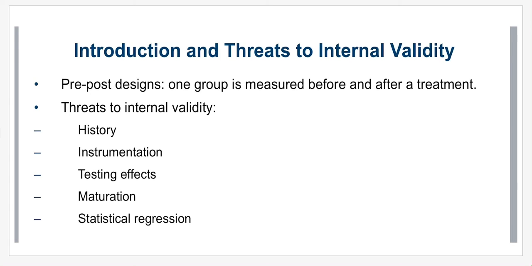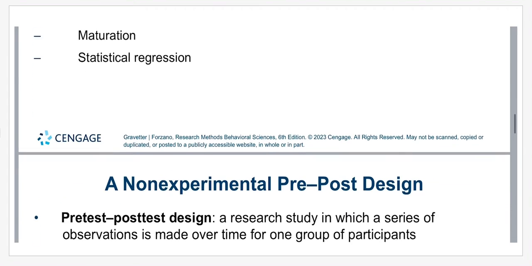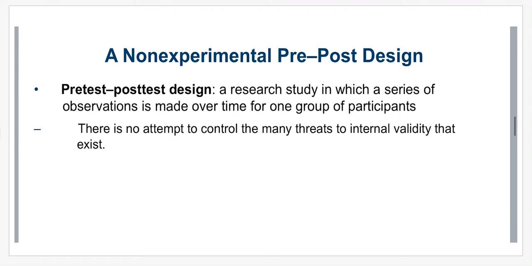non-experimental or quasi-experimental design. So there's two main kinds of pre-post designs that we're going to talk about. The first one is the non-experimental version, which is simply a pretest-posttest design, which is what we're going to talk about next. And then after that, we're going to talk about the quasi-experimental version, which is called a time series design, but we'll talk about that in a second.